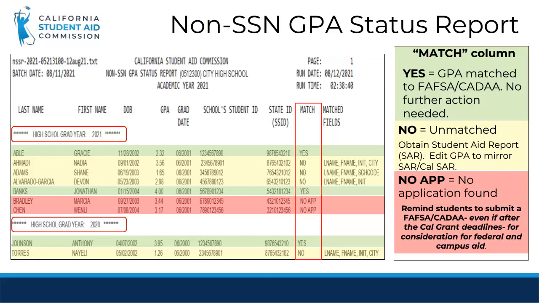You can outreach to students with no and no app in the match column. No means the GPA and financial aid application do not match. Partially matched fields are identified in the adjacent matched fields column. If you are unsuccessful in matching these students' records, you will want to contact them to request their student aid report for use in editing GPAs to mirror the SAR or CalSAR.